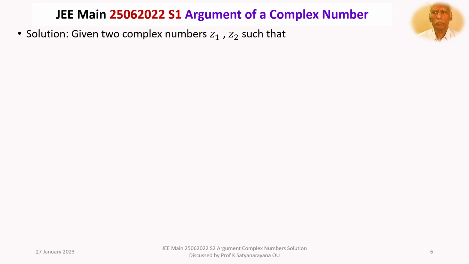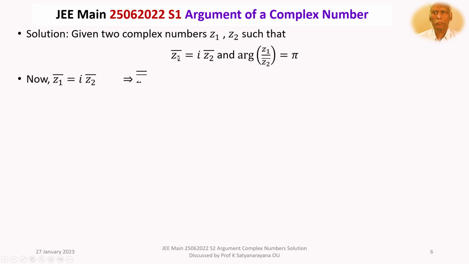We are given two complex numbers Z1, Z2 with the condition Z1 bar, bar means the complex conjugate, Z1 bar is equal to i multiplied by Z2 bar, and argument of Z1 by Z2 bar is pi. In other words, amplitude of Z1 by Z2 bar is equal to pi. First, we take the first one: Z1 bar is equal to i times Z2 bar.